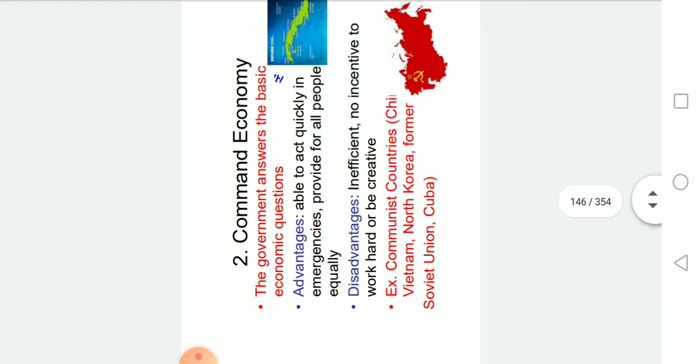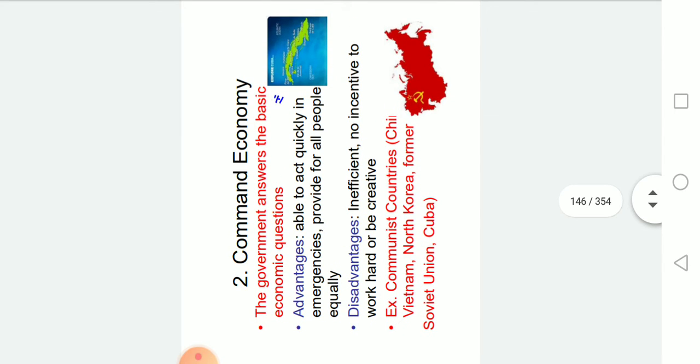Disadvantages, yes, it has also disadvantages here. Inefficient, or we have here no incentive to work hard or to be creative. We have here another example, communist countries like China, Vietnam, North Korea, former Soviet Union, and Cuba. So let's talk about this in more details.